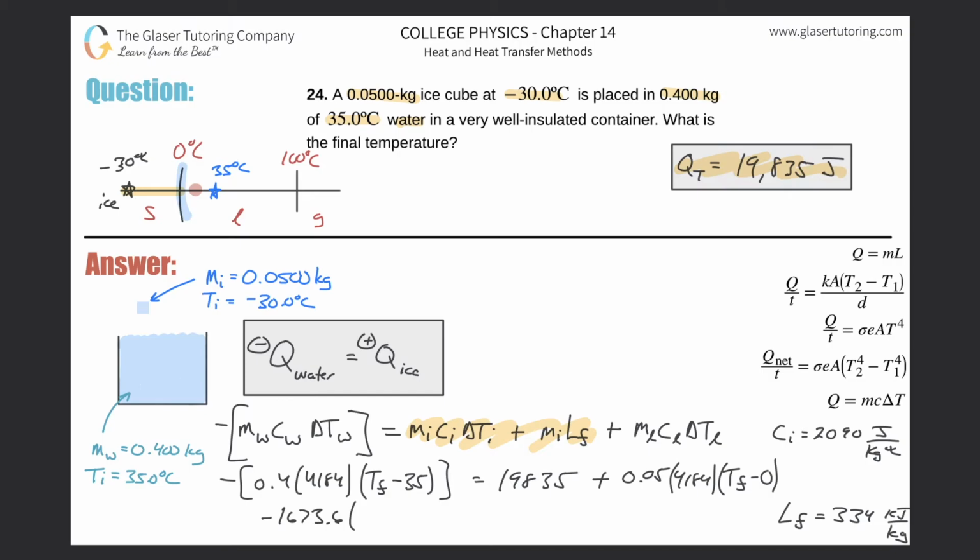4184. Okay, so we're just doing the multiplication here. So this is going to be a negative now. I'll just distribute the negative. It's going to be 1673.6 multiplied then by the final temperature minus 35. And that will then equal now this 19,835 plus then 0.05 times 4184. And this is 209.2, 209.2. And multiply TF minus 0 is just TF, right?